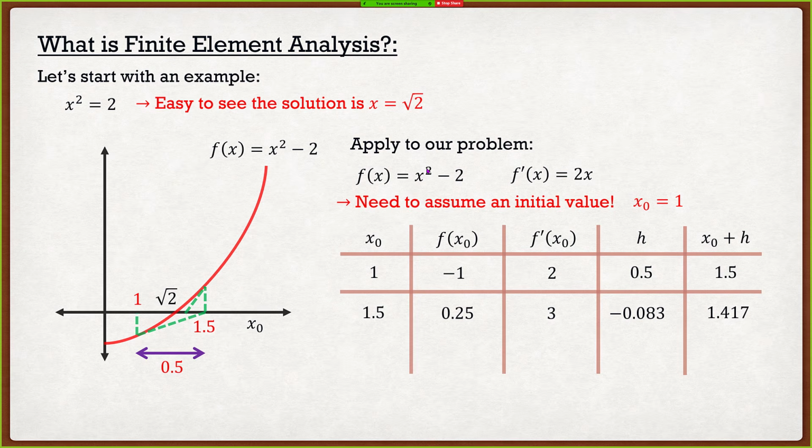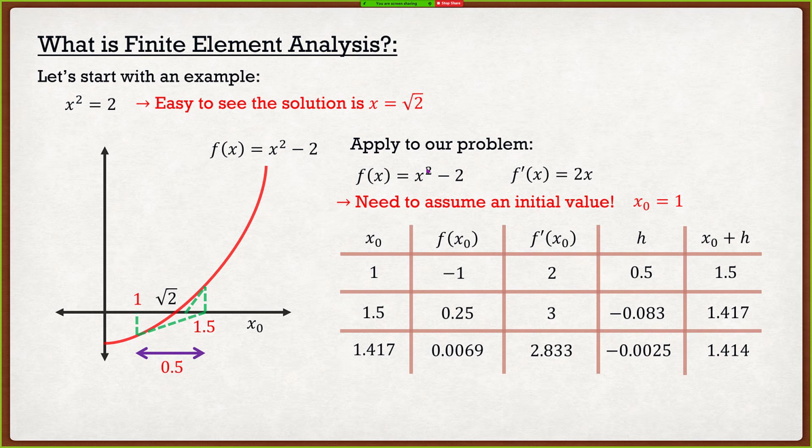Let's do another iteration. What I'm going to do is take the x naught plus h from my second iteration and use it as my initial guess for my third iteration. And as you can see, I end up with 1.414. So if we look here, we can see that x naught plus h, that column there, is slowly approaching the square root of 2.